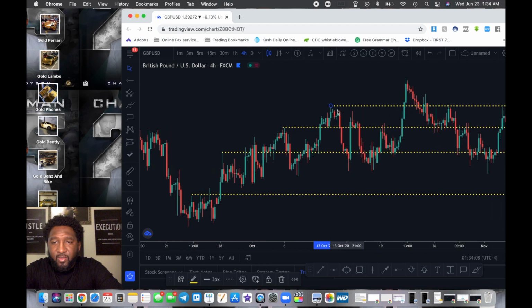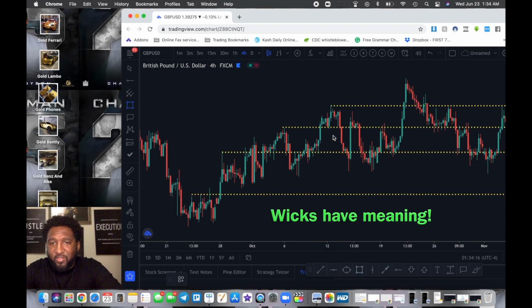And guess where the market retraced to? Not here, not even here. It threw a wick down into the last zone. Remember what I taught you guys. This right here is the buy zone. Okay, this whole area is the buy zone. Your stop loss should come below this area, right?